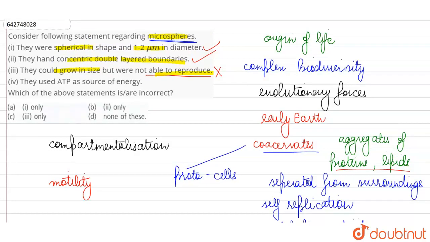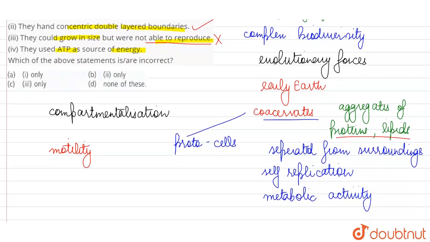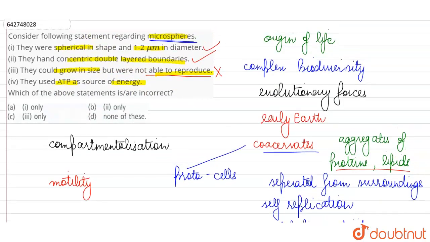And finally, their fourth statement is also correct. They use ATP as a source of energy, because as we have already discussed, these structures had some precursors of the metabolic activity. So we are going to say the incorrect statement will be only one of these, and our correct answer will be option C. 3 is the only incorrect statement, rest 3 are true.